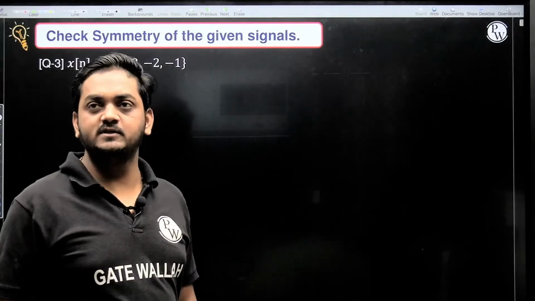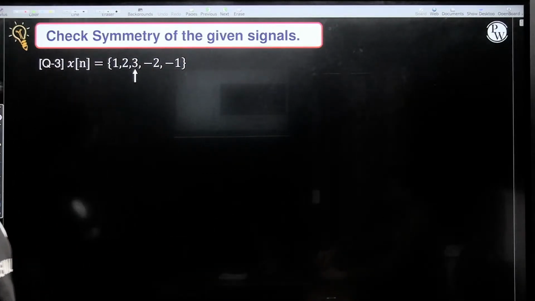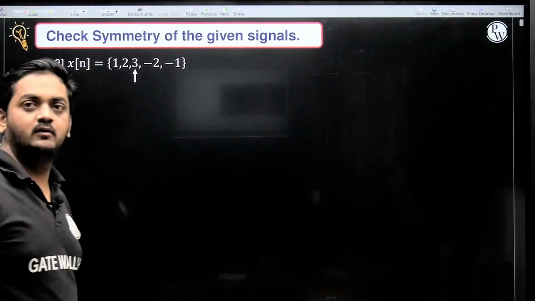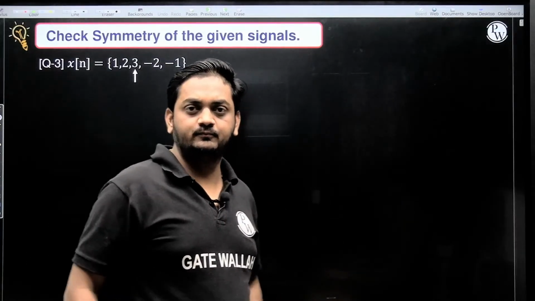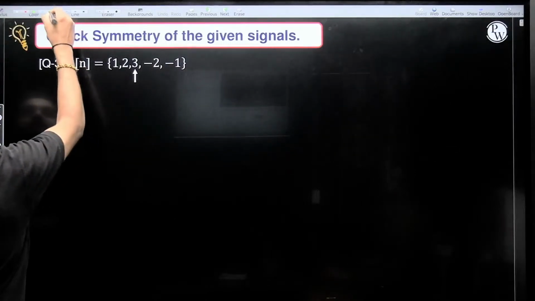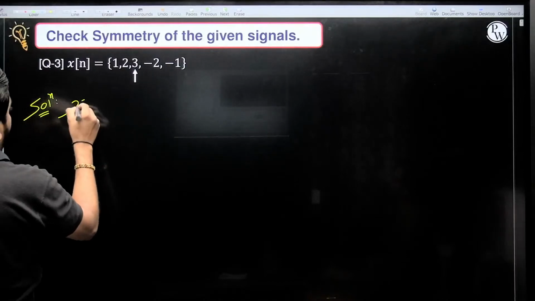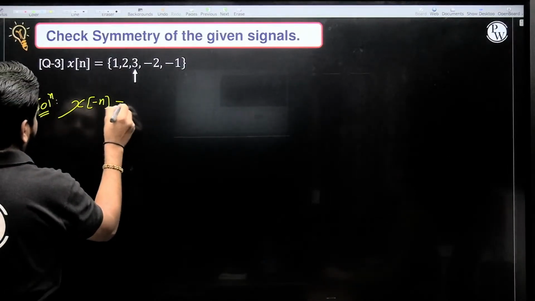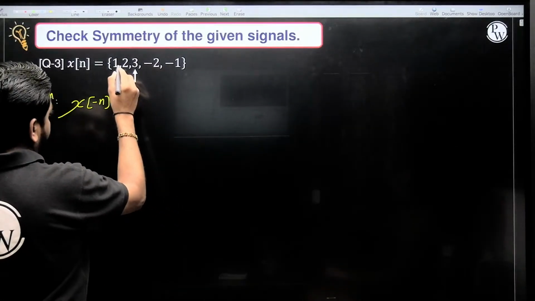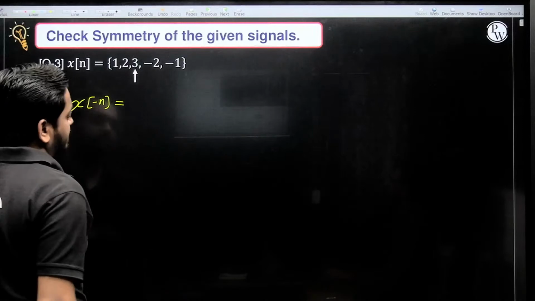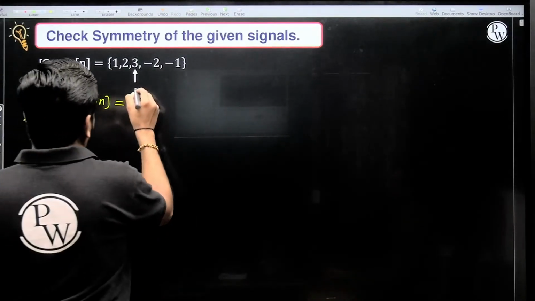Which type of symmetry? Even symmetry, odd symmetry, or neither? See here, x of minus n. You are saying minus 2, minus 1, and this is 2 and 1. From this only we cannot say whether this is an odd symmetry. Okay, let us see the odd symmetry.